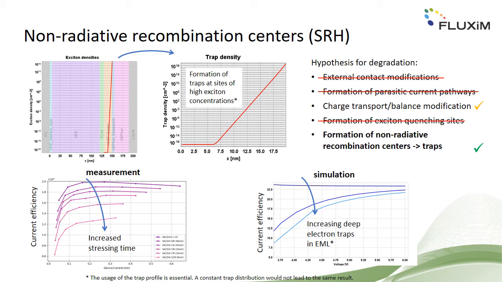When we compare the current efficiency trends upon degradation on the left with a trend in simulation upon increasing trap density on the right, we see a good qualitative agreement. Therefore, we conclude that the electron traps are formed in the EML at locations of high exciton densities and that those are responsible for the decrease in efficiency.